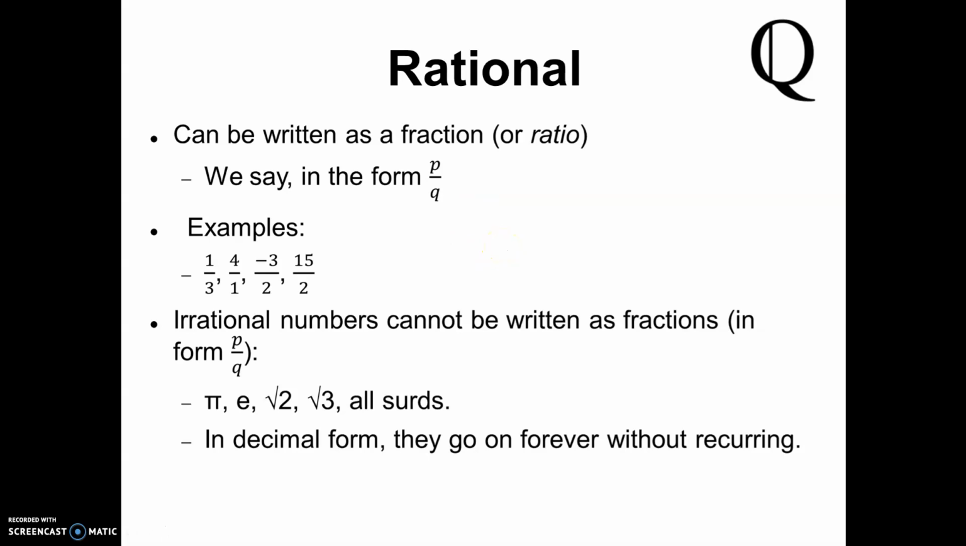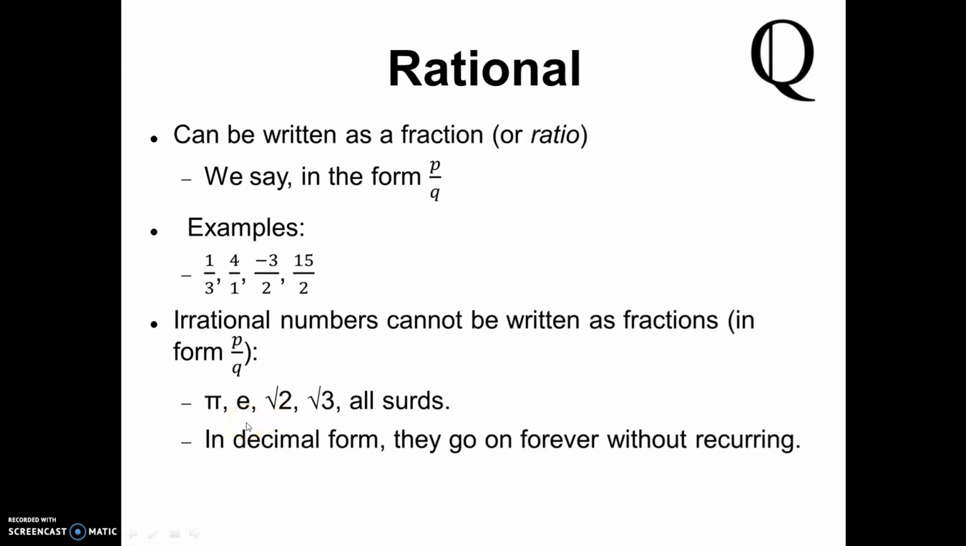The flip side of rational numbers is irrational numbers. Irrational numbers are numbers that cannot be written as fractions. So we cannot write them in the form P over Q. The classic examples to remember are pi and √2 and √3 and √5 and all the surds. E is as well. That's another constant like pi that you'll encounter at Leaving Cert.